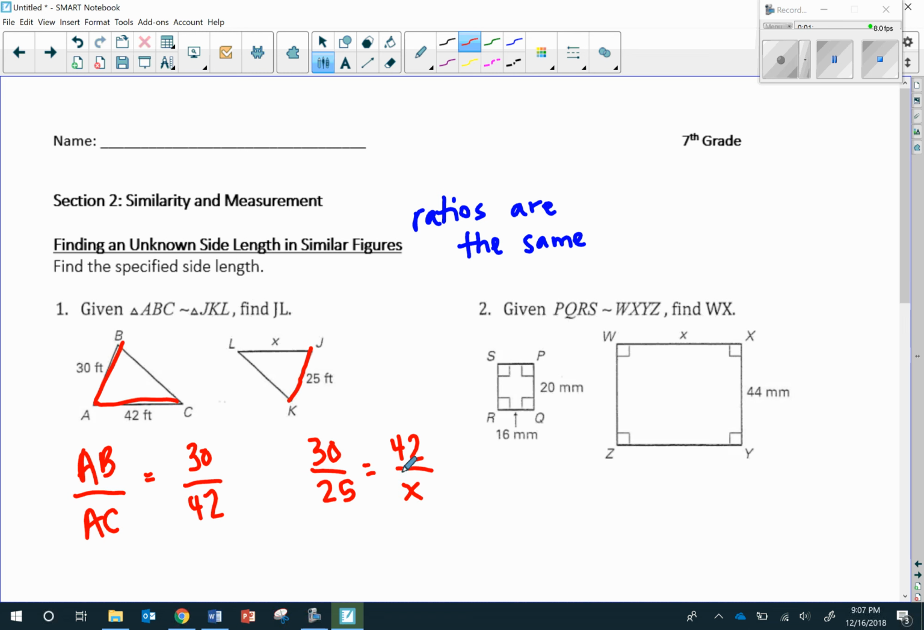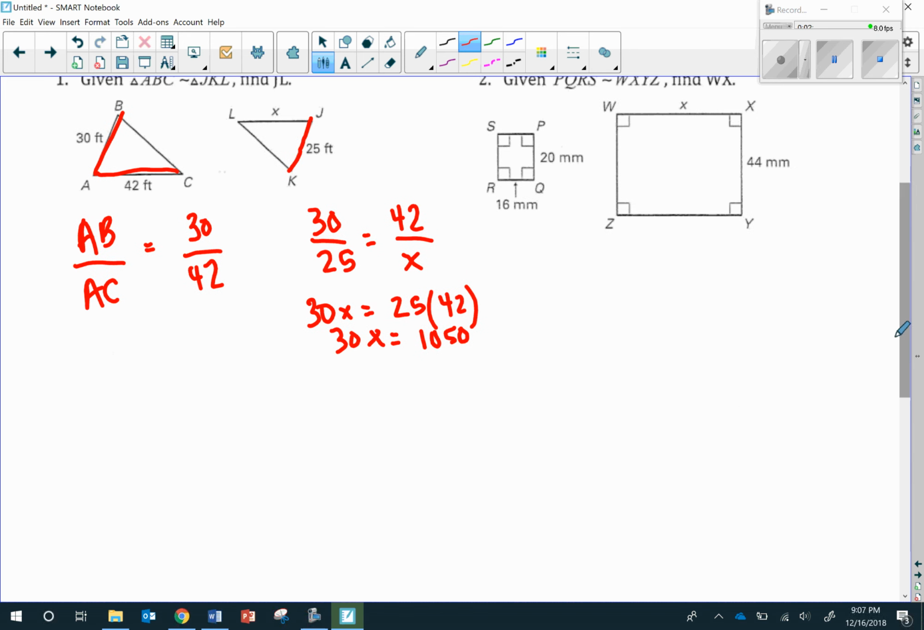So now I just have a proportion, and I'm going to cross multiply and solve. So 30 times x, which is 30x, equals 25 times 42. And that ends up being 30x equals 1050. So now you just have a one-step equation solving for x. We're going to do the opposite of multiplication and divide both sides by 30. So when I do that, I have x equals 35, and our unit of measure here is feet. So we're going to make sure we add that unit on.